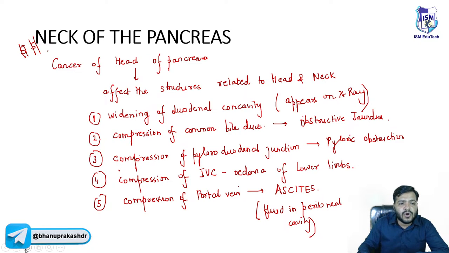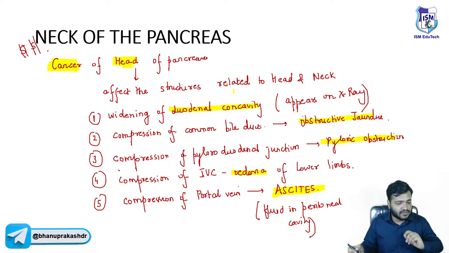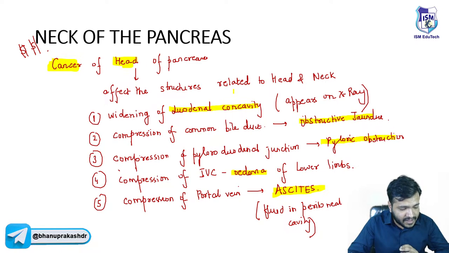So these are important clinical correlations beta that you have to remember. We have the widening of the duodenal concavity, obstructive jaundice, pyloric obstruction, edema of the lower limbs, ascites, and this all results from the cancer of the head and the neck of the pancreas, okay? And obviously, these are all affected because they are in anterior and posterior relations around the head and the neck.